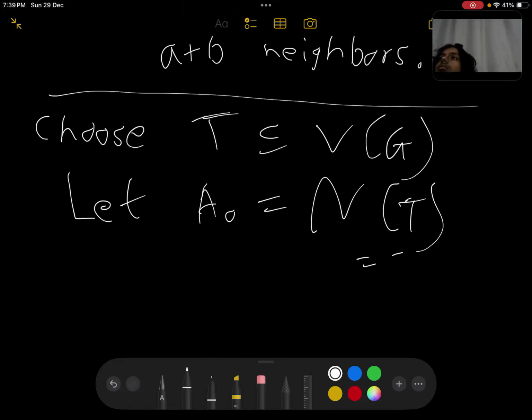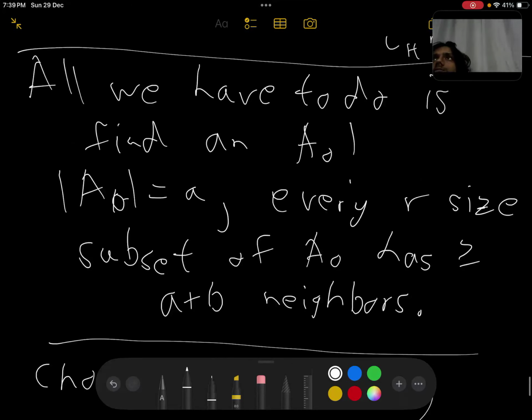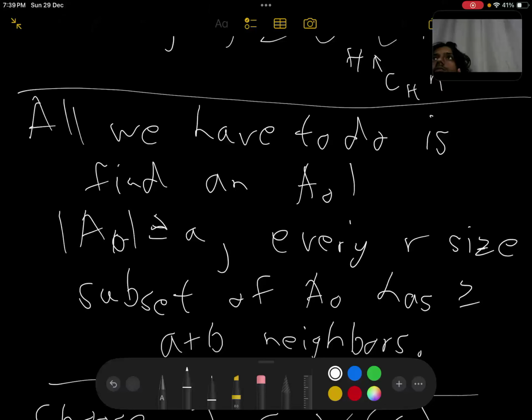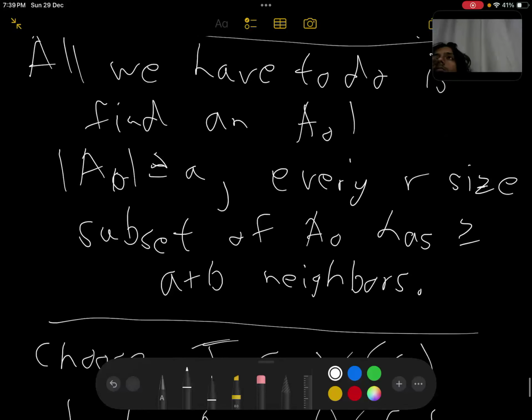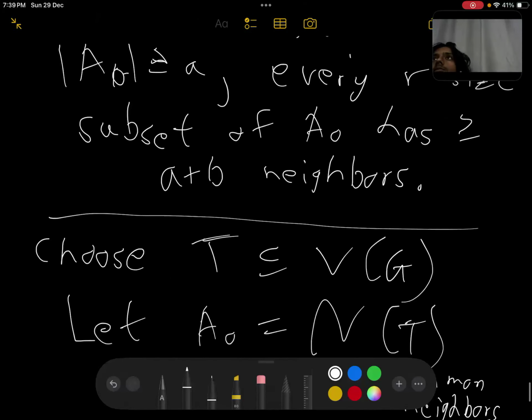So N of T is the common neighbors of T. Instead of choosing A0 directly, we are choosing a T and letting A0 be the common neighborhood of it. Again, here, instead of equal to A, even if we get greater than or equal to A, it's still fine because we'll just take a random A size subset of A0 and do the same thing.